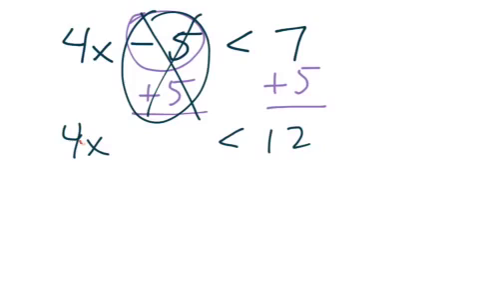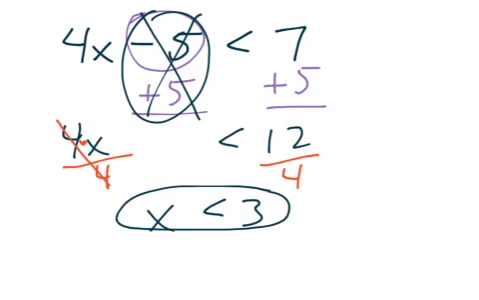How do we solve when there's a multiply? 4 times x. Well, we divide by 4. 4 divided by 4 is 1x, and 12 divided by 4 is 3. So here's our solution. X is all numbers less than 3.